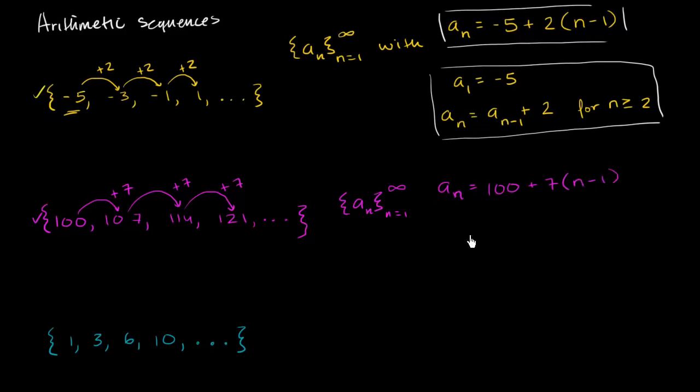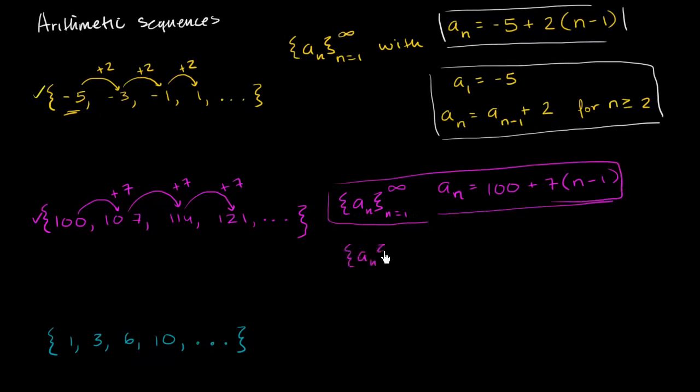We could also say, just to be clear, this is one definition where we write it like this, or we could write a sub n from n equals 1 to infinity. In either case, I should write "with", and if I wanted to define it recursively, I could say a sub 1 is equal to 100. And then for a sub n, for any index above 1, a sub n is equal to the previous term plus 7. And so we're done. This is another way of defining it.